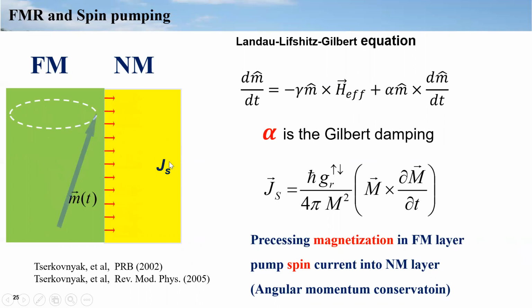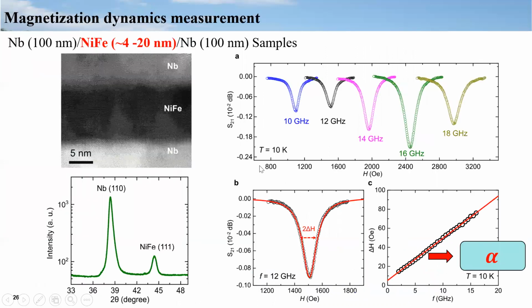Interestingly, when more spin current is injected into this normal metallic layer and gets relaxed, this generates an external relaxation source for the magnetization dynamics, which will enhance the Gilbert damping by adding an extra Gilbert damping factor. So the more spin current gets relaxed in this material, the larger the effective Gilbert damping will be.